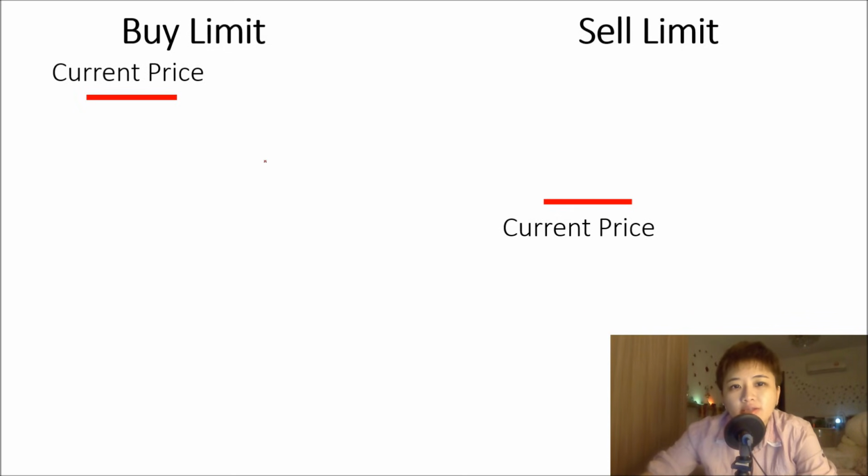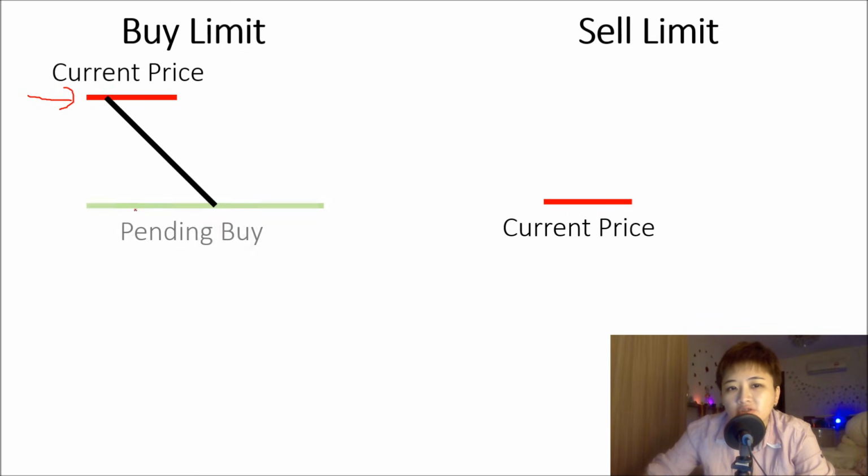Okay, so what is a buy limit order? So let's say now the price is over here and you feel that it's too high. So you set a buy limit at the bottom so that you can buy at this level. When the price comes down to this level, your trade would get executed, and then when the price goes up, then you make money.